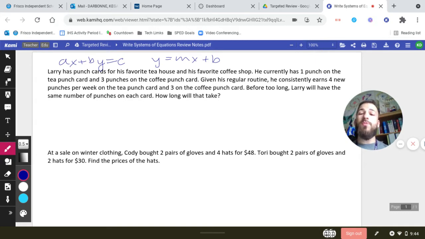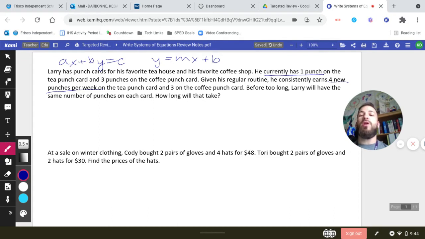Okay, so this one, I know just from reading the question, is slope-intercept. And the reason why is because I have these punches per week and he currently has 1 punch. That's his starting, his initial amount. And then punches per week, that is his rate or the slope of how many punches he's getting each week. So I know this is going to be slope-intercept.